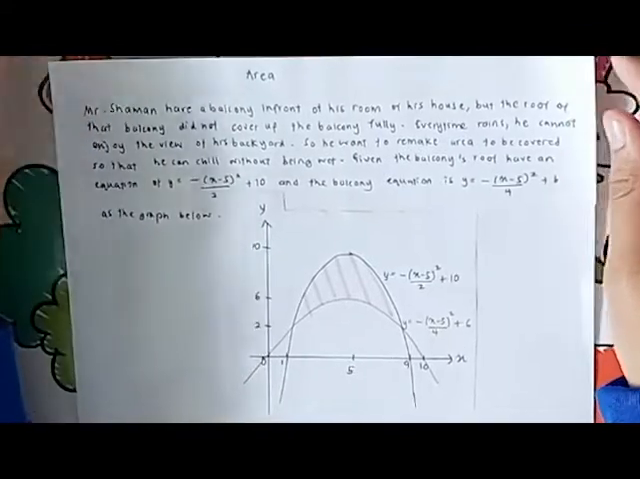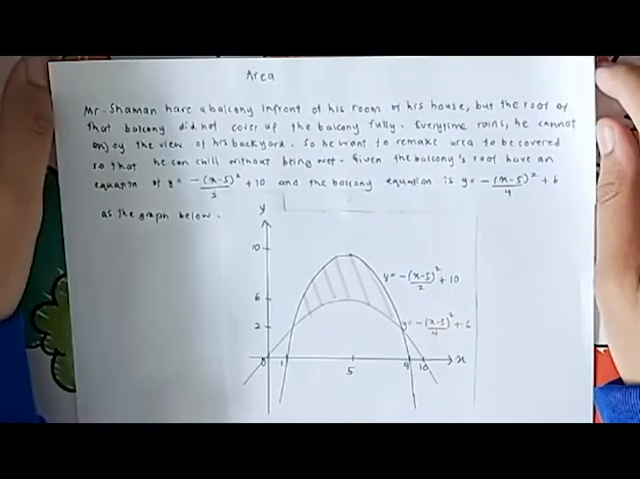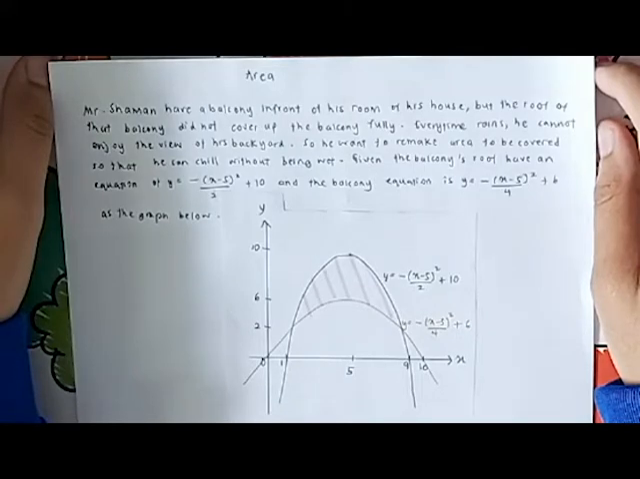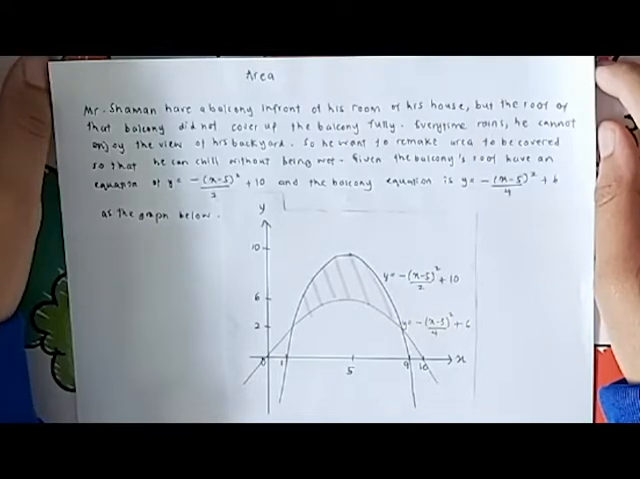Application of integration for area. Mr. Shaman has a balcony in front of his room, but the roof of that balcony does not cover the balcony fully. Every time it rains, he cannot enjoy the view of his backyard. So he wants the area to be remade so that it is covered and he can chill without being wet.